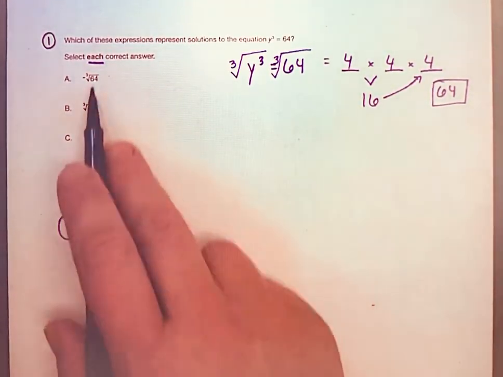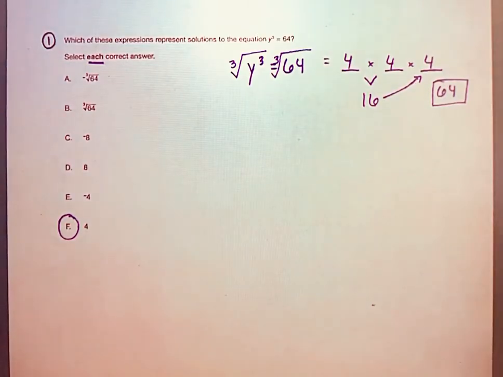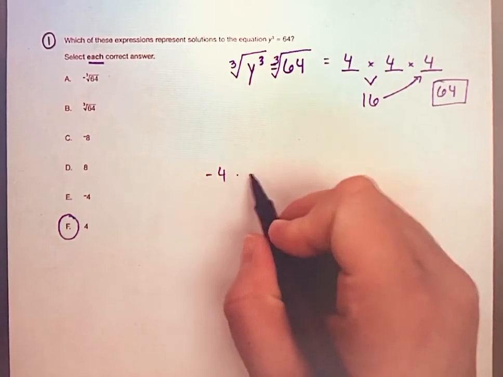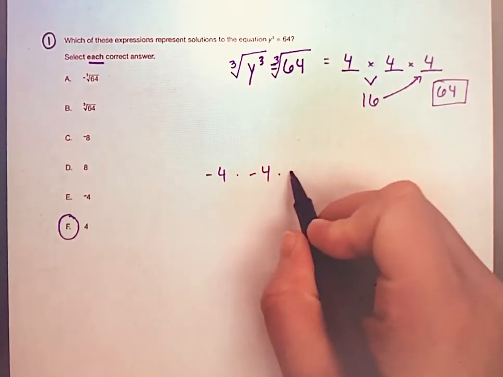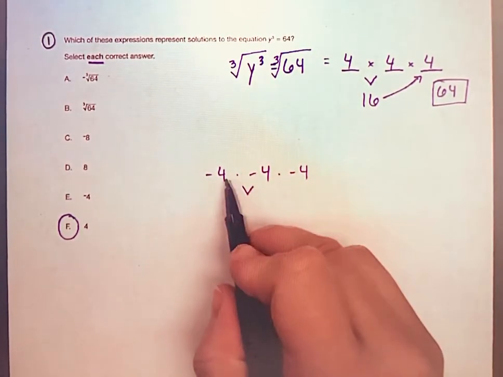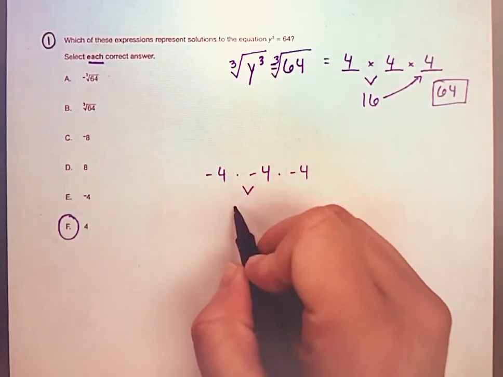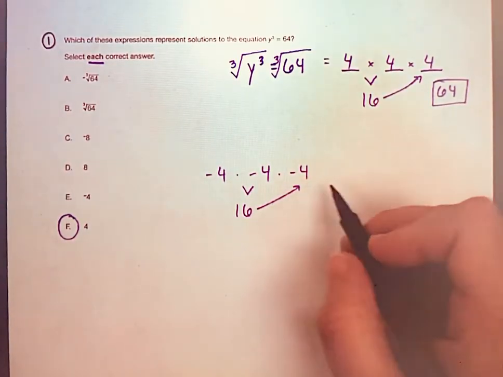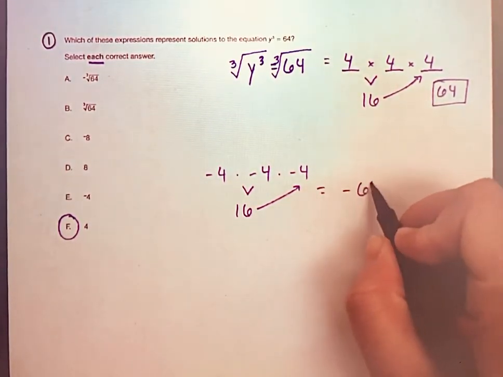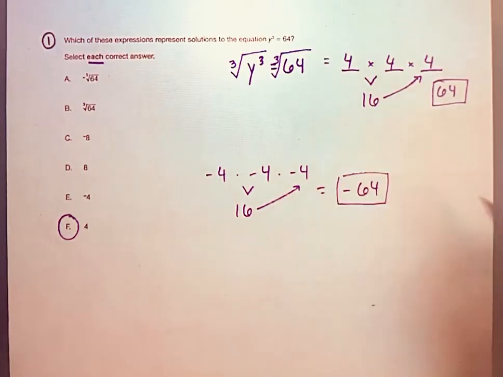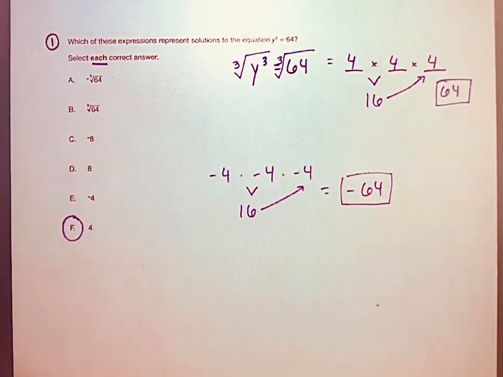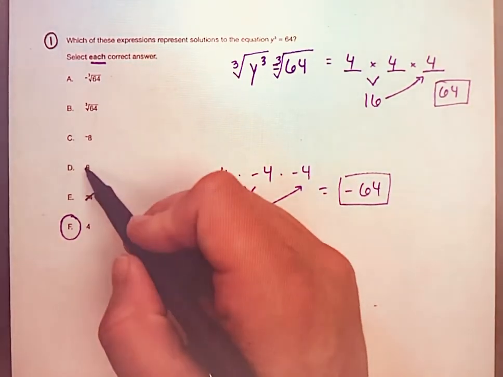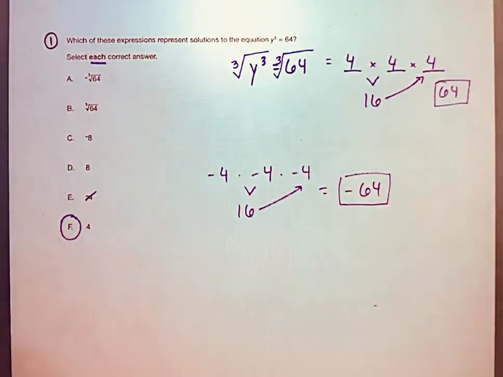Now I'm looking at the other ones because I have to have another answer choice that is correct, at least one. Negative 4. Some people think the answer can be negative 4. Well, let's try it out. Negative 4 times negative 4 gives me a positive 16. And when I multiply that positive 16 times another negative 4, I actually get a negative 64. So my answer that I'm looking for is not negative 64. I'm looking for a positive 64. So that's out.